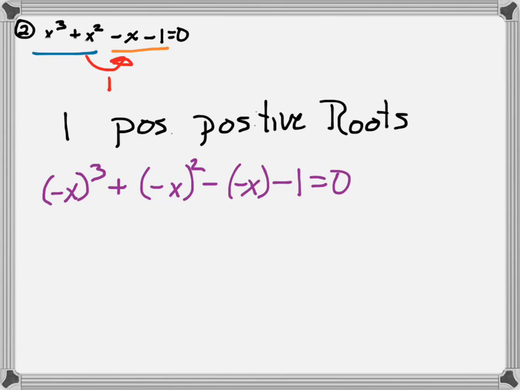So if it was a negative x cubed, is it going to keep the original sign or change it? Change it. So it's now a positive x cubed. If it was originally a negative x squared, is it going to keep or change the sign? Keep it. If it's a negative x, is it going to keep it or change it? Change. And the negative 1, keep. So go through and identify your signs and count your sign changes.